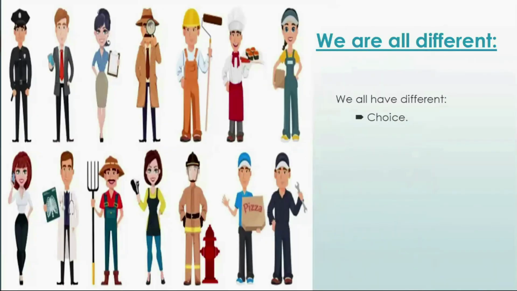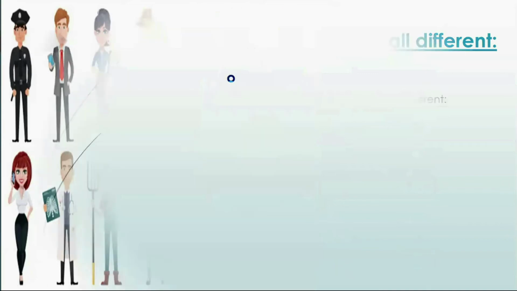Last but not the least, we all have different choices. You can make different choices. You can be a policeman, you can be a doctor, you can be a farmer, you can be a bank accountant, you can be a detective, you can be a laborer, you can be a chef. So you can be anyone you like to be. You can make your own choice. That makes us all different.